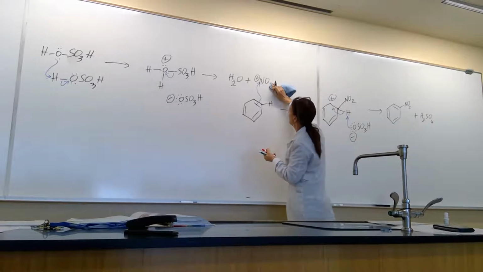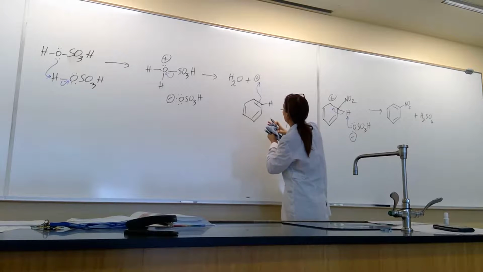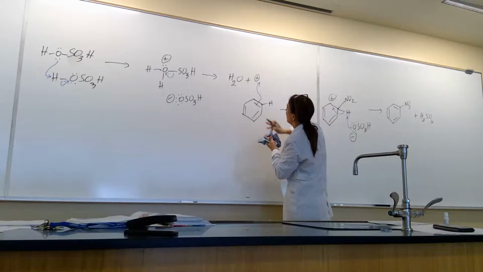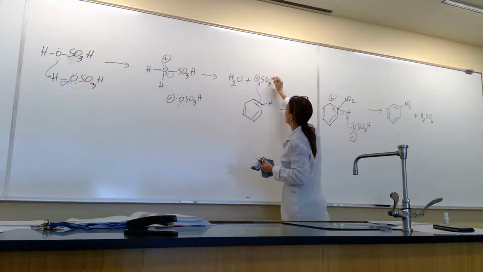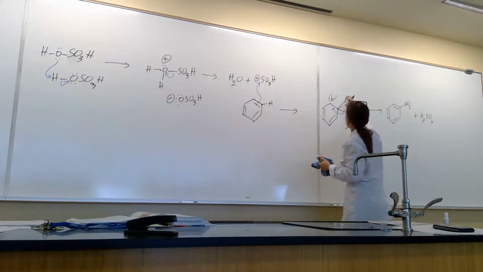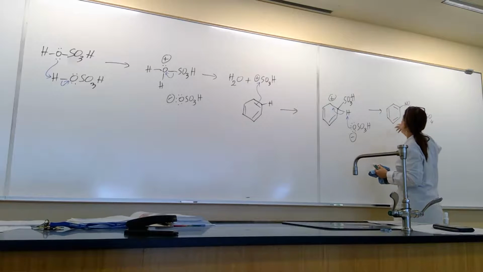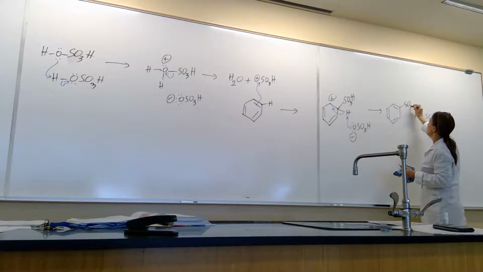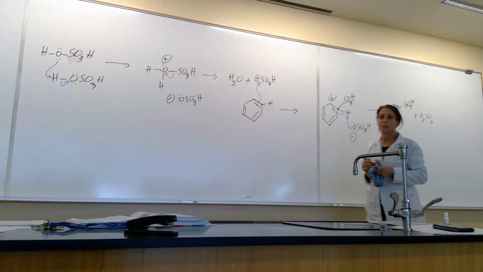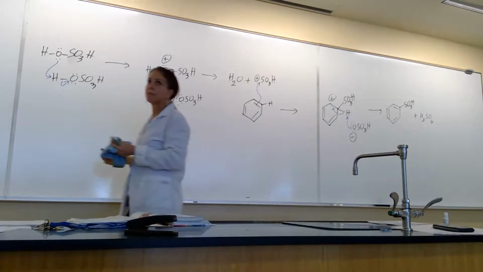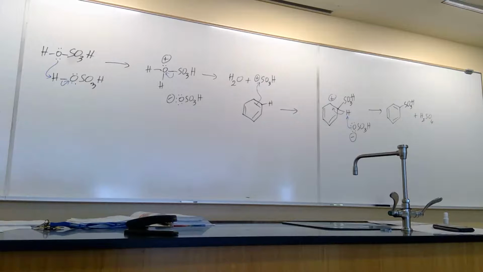So here, it will be SO3H plus. So this would be SO3H. And this would be SO3. So they're both exactly the same. One is autocatalyzed, like the sulfuric acid catalyzes itself. The other one is where sulfuric acid is the catalyst and nitric acid is the reagent.